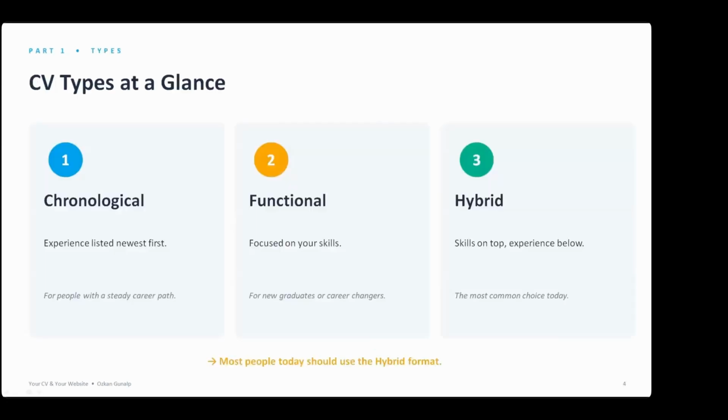There is no single CV format that works for everyone. The chronological CV is the traditional format and works best when you have a clear career history. The functional CV focuses on skills rather than experience and can be useful for career changers or students with limited experience. The hybrid CV combines both approaches. For most students and early career professionals, the hybrid format is usually the best choice because it balances skills and experience.